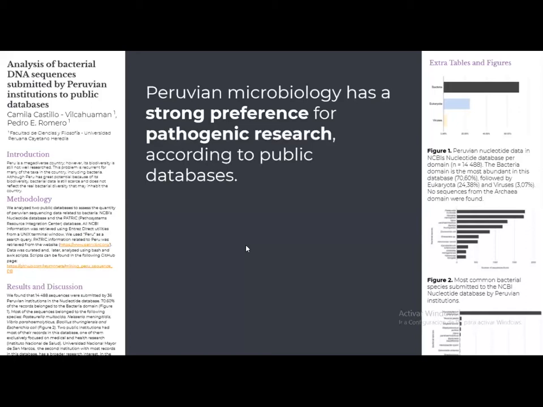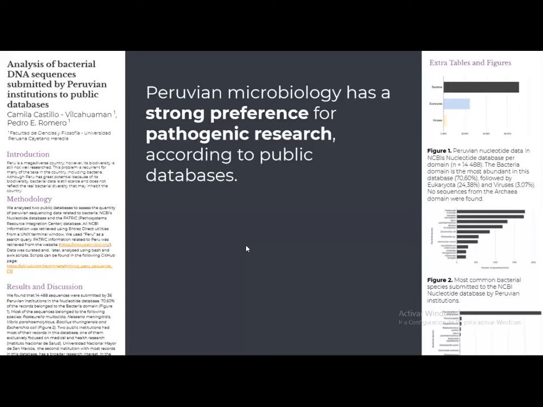So, to start with the NCBI's nucleotide database, we found 14,488 records in this database that were related to Peruvian institutions. From all these records, bacteria were the most abundant domain in this database, with 70.60% of all the occurrences, which means that among Peruvian institutions and the sequencing information they generate, bacteria is the most well-represented taxa group.